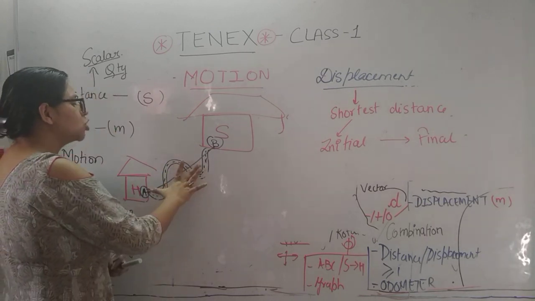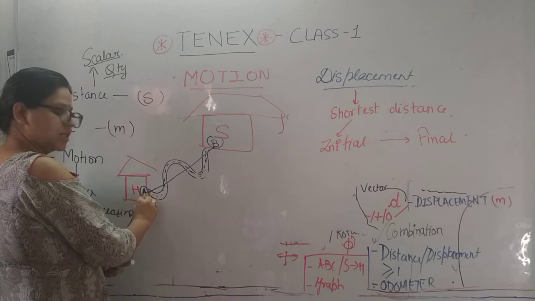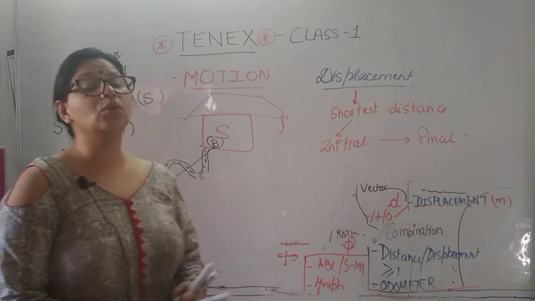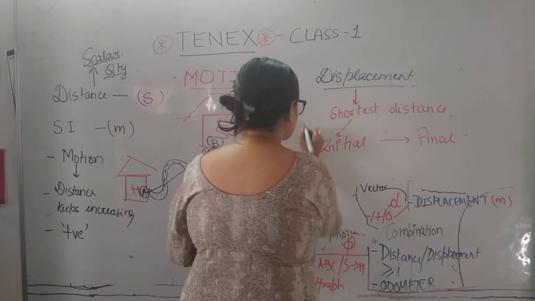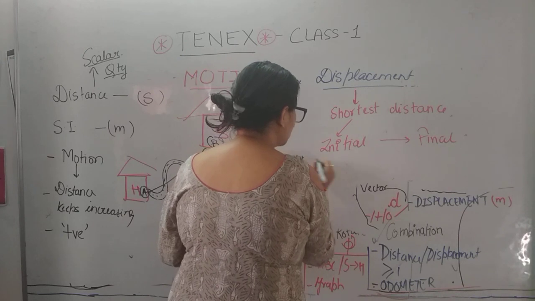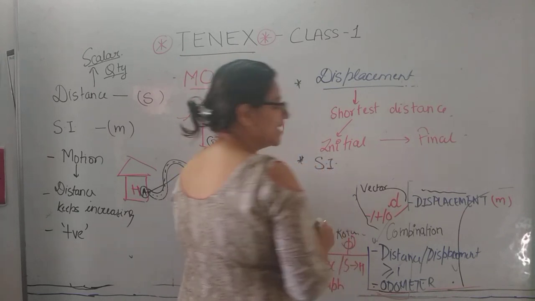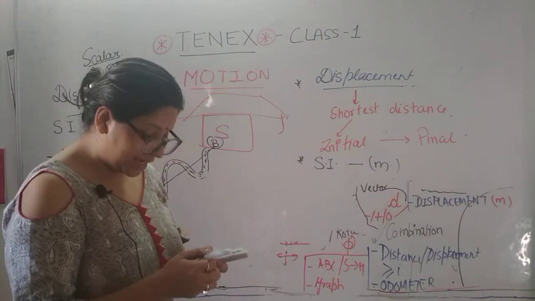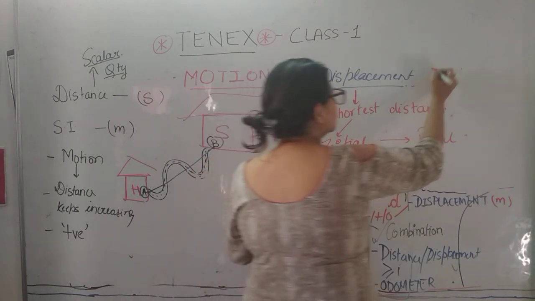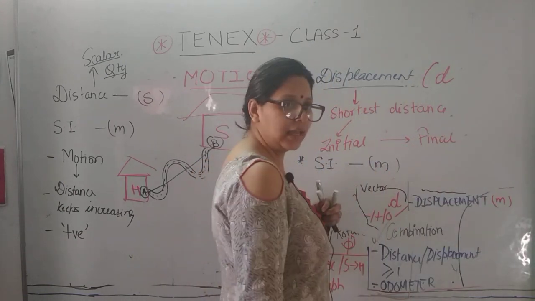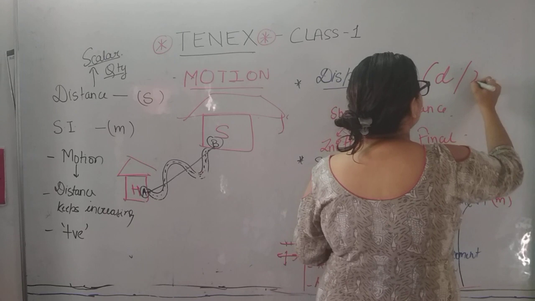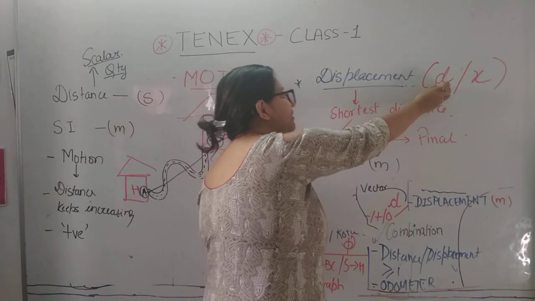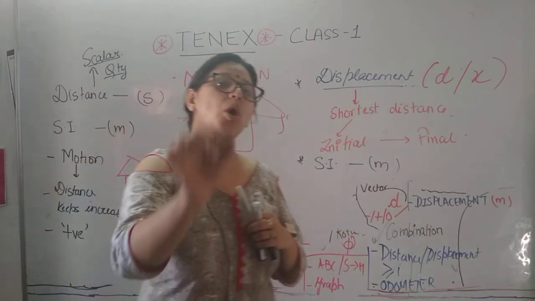My displacement is the shortest distance between A, which is the initial position, and B, which is the final position. Guys, displacement को भी मैं measure करती हूँ in terms of meters. तो इसकी भी SI यूनिट क्या होती है, standard international unit होती है meters. And guys, displacement को मैं denote करती हूँ या तो small d से, या कई books में it is also denoted as small x. So displacement is denoted as d or it is denoted as small x.